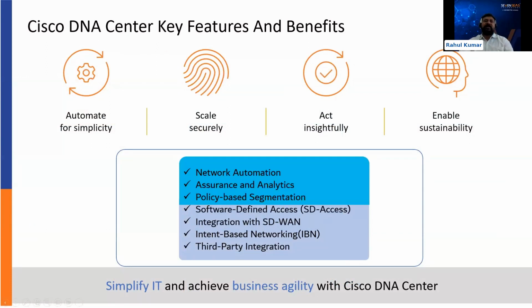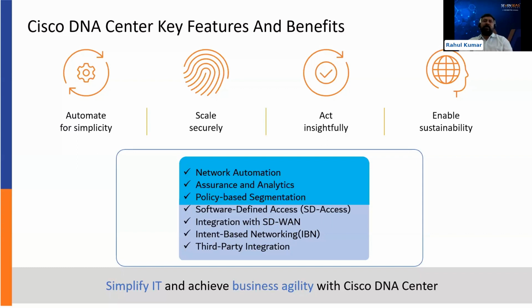So let's discuss some key features which you are getting through the DNA Center. Network automation we already discussed. You'll be getting assurance and analytics, policy-based segmentation, software-defined access, integration with SD-WAN, intent-based networking, and third-party integration. If I discuss this in more detail, it will help you simplify your IT experience, and it will help you achieve business agility with Cisco DNA Center.